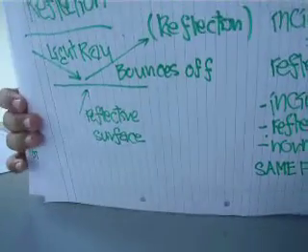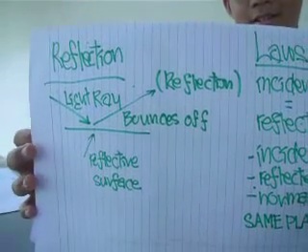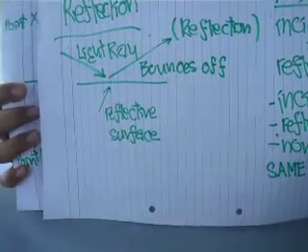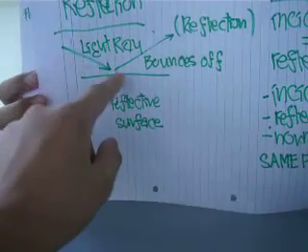Now that we know what light is, what does it actually mean to reflect light? Basically, the reflection of light is a light ray that hits a reflective surface such as a mirror and bounces off.